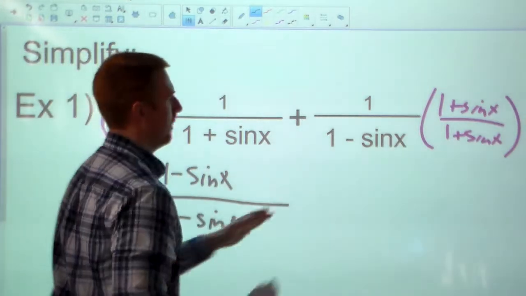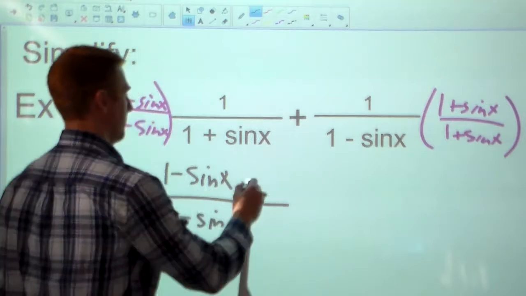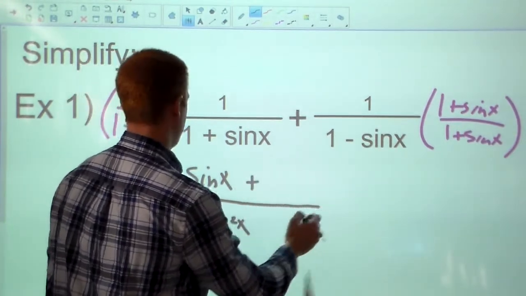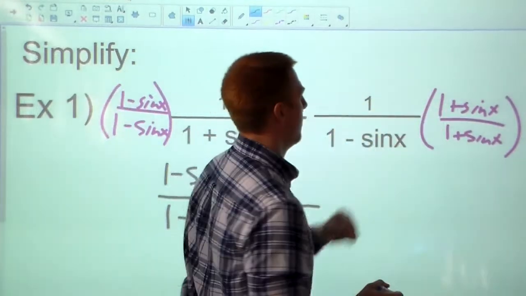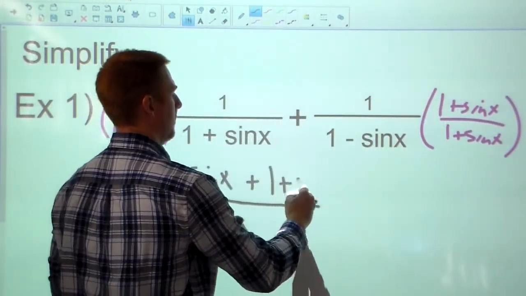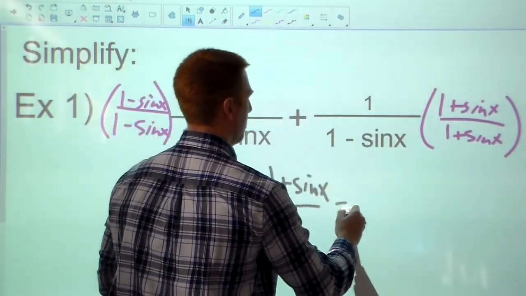Now, over here, you're going to have the exact same denominator, so I'm just going to go ahead and do plus and extend the numerator out. And on top, you've got 1 times 1 plus sine x, so go ahead and add that in.